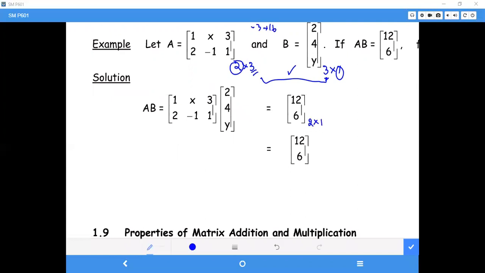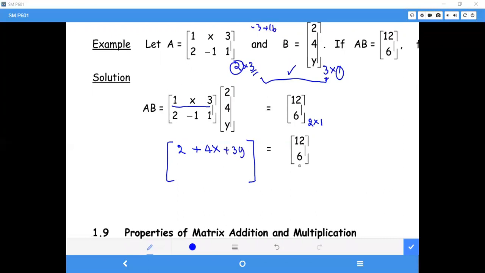Okay, so let's see inside and how to find the missing numbers. I'm going to write a big one on the left. So how do you get your 12? 12 is at the position of row 1, column 1. So you multiply this row 1 with column 1, the one and only column. 1 times 2 is 2, and 4x, and 3 times y is 3y.